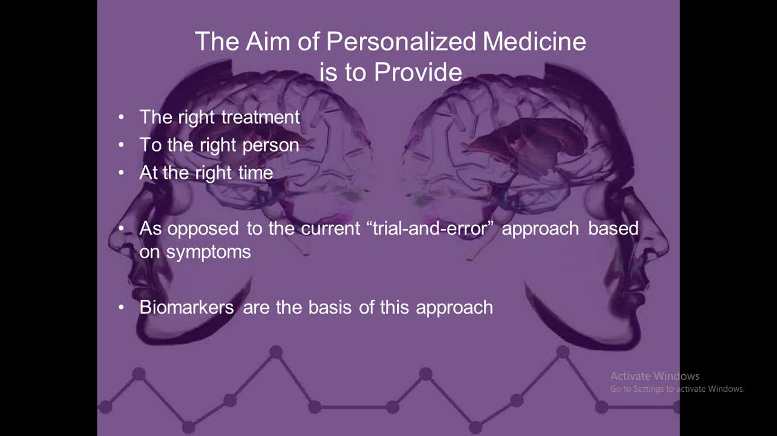All right, the aim of personalized medicine is to provide the right treatment to the right person at the right time. There's no one-size-fits-all in brains, as opposed to the current trial and error process based on symptoms only. I refer to them as biomarkers or neurobiomarkers. They're the basis of this approach.